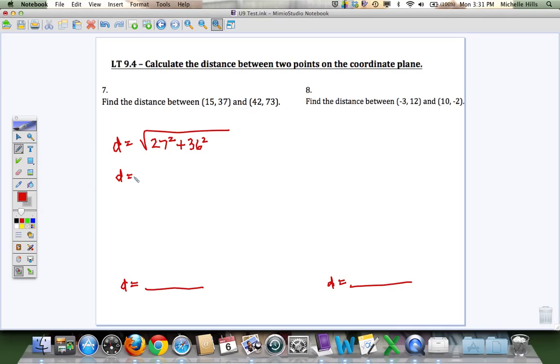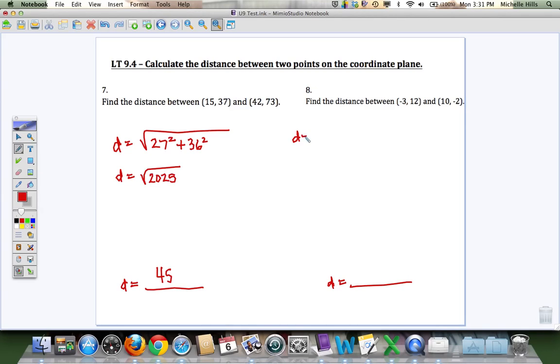So D ends up being the square root of 27 squared plus 36 squared, which is 2025. That would be a nasty radical to try to reduce, except that it happens to be a perfect square. So the square root of 2025 is 45.